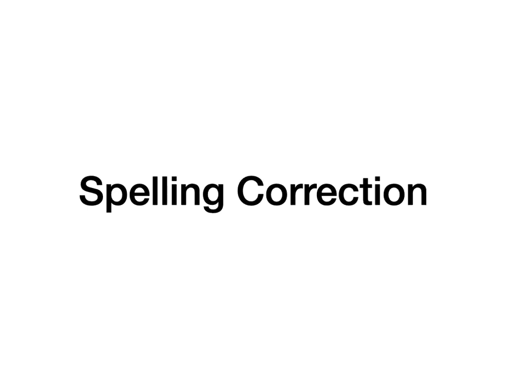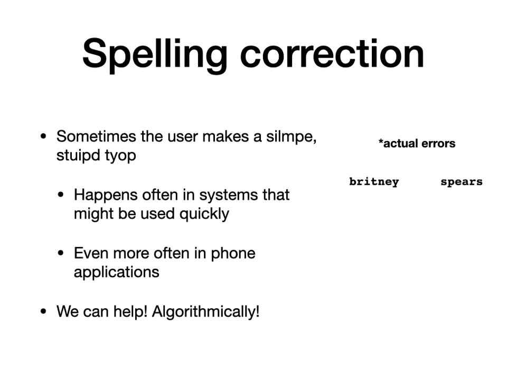Spelling correction. Okay, another quick intro here. Sometimes the user makes a simple, stupid typo, right? Happens often. We get used to typing quickly. We do all kinds of things on our phones that are a mess, and we can help, is the point.